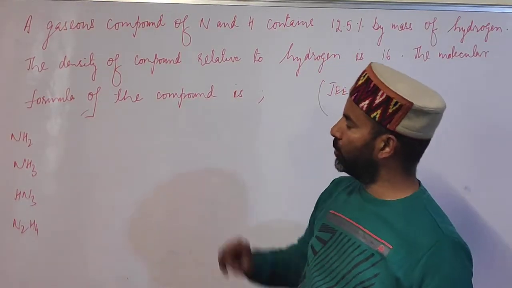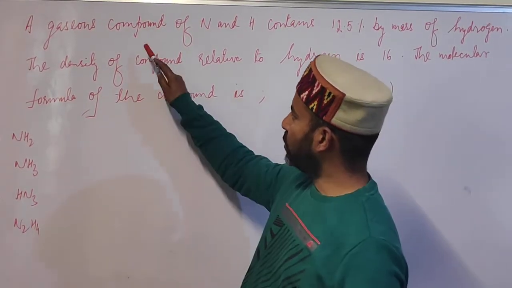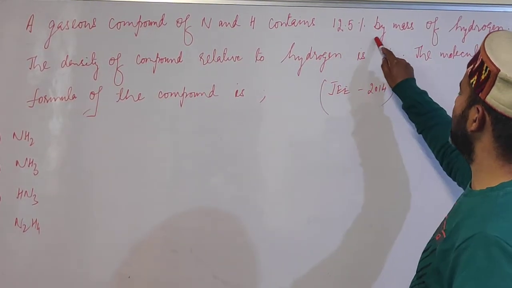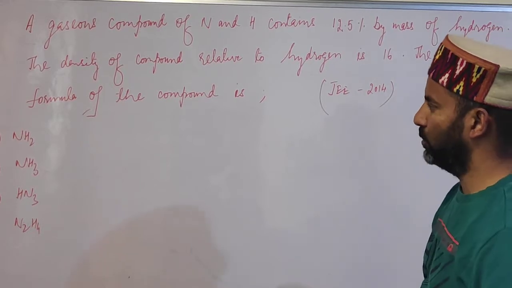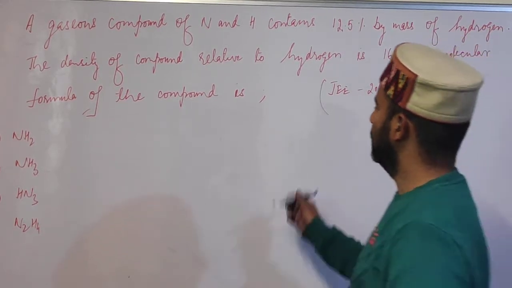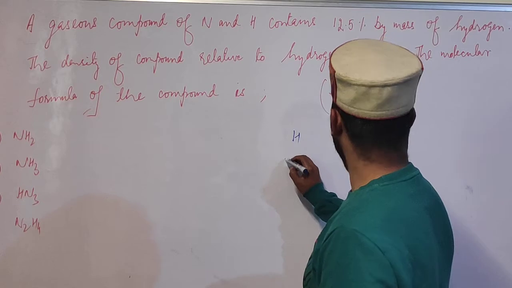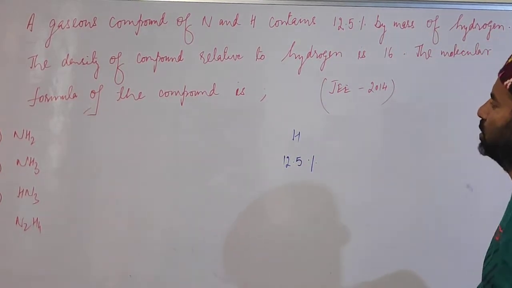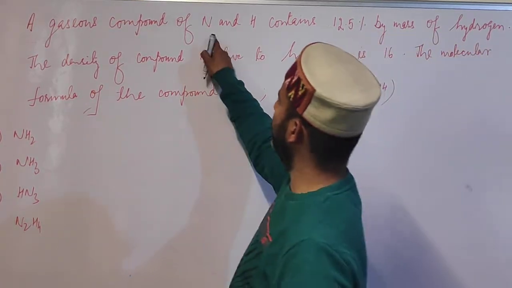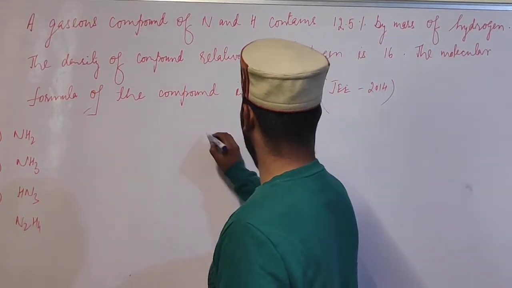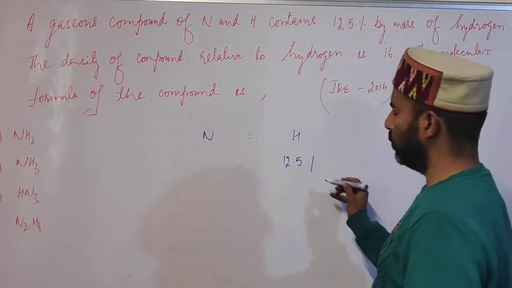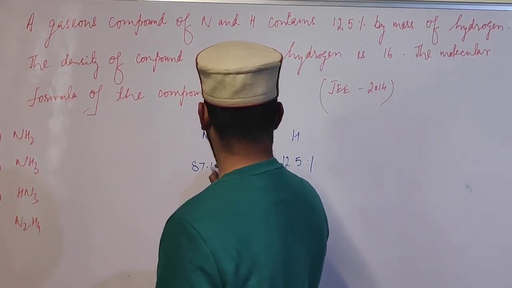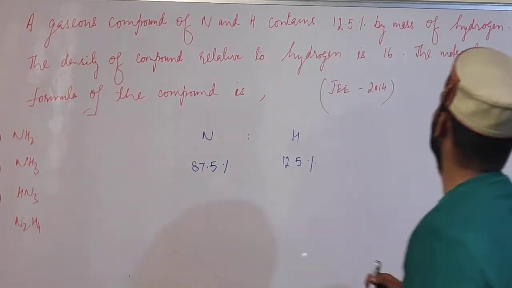Students, this is our second question. A gaseous compound of nitrogen and hydrogen contains 12.5% by mass of hydrogen. So the percentage of hydrogen is 12.5%. And since the compound is of nitrogen and hydrogen, obviously 100 minus 12.5 is nitrogen, so it is 87.5%. So this is the percentage composition.